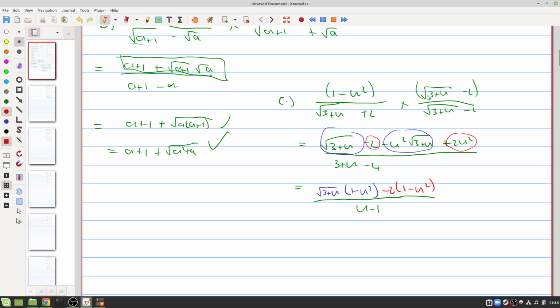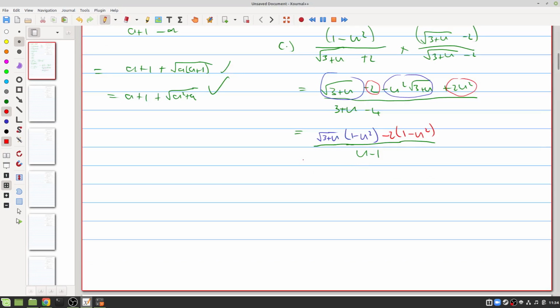So we see we just get back to the top part. That's already the factorized part. So that's what we mean by working in a circle, which is not exactly what we want to do in general, but you don't always know if you need to get back to what you started with or not. Okay, so this gives us at the top the 1 minus u squared times the square root 3 plus u minus 2. The bottom we've got u minus 1.